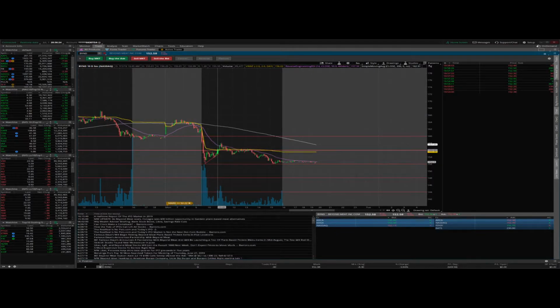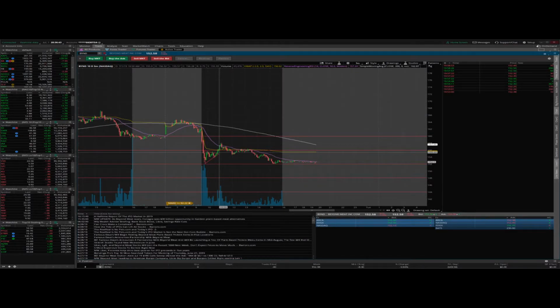I know the VWAP's right up here. So I know that I have a fairly low risk entry if I take a long once it breaks outside of this pattern. So I got in right about here. And with this sort of play, this is a breakout reversal.